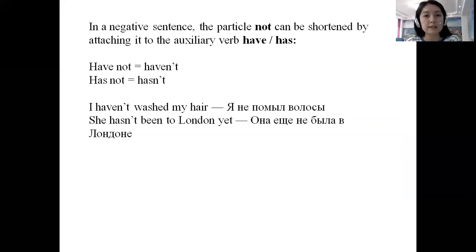In a negative sentence, the particle not can be shortened by attaching it to the auxiliary verb have, has. Have not, haven't. Has not, hasn't. For example, I haven't washed my hair. Я не помыл волосы. She hasn't been to London yet. Она еще не была в Лондоне.